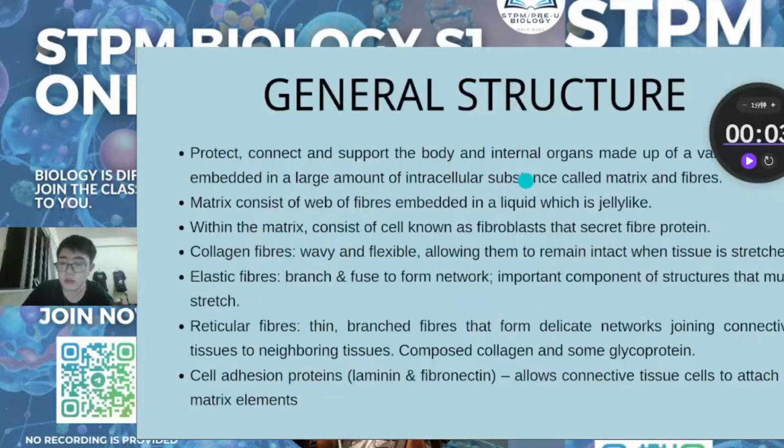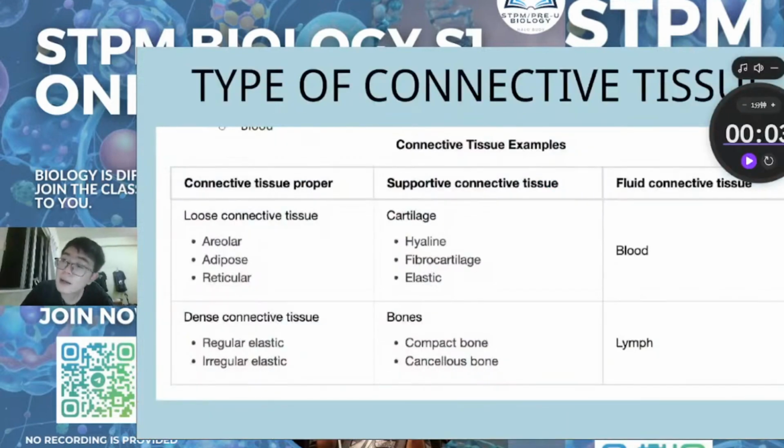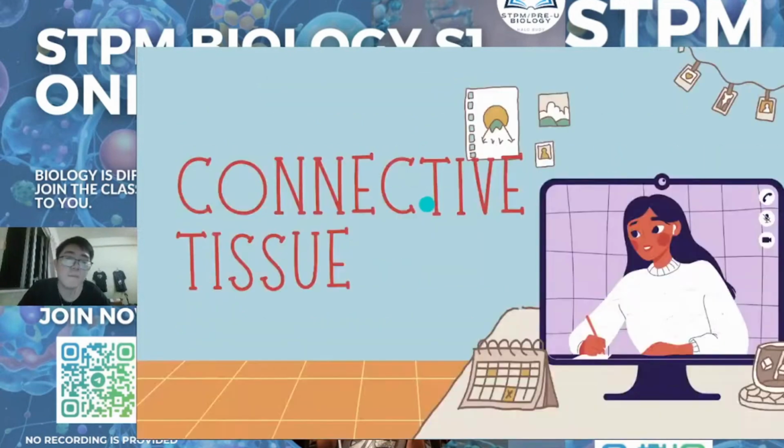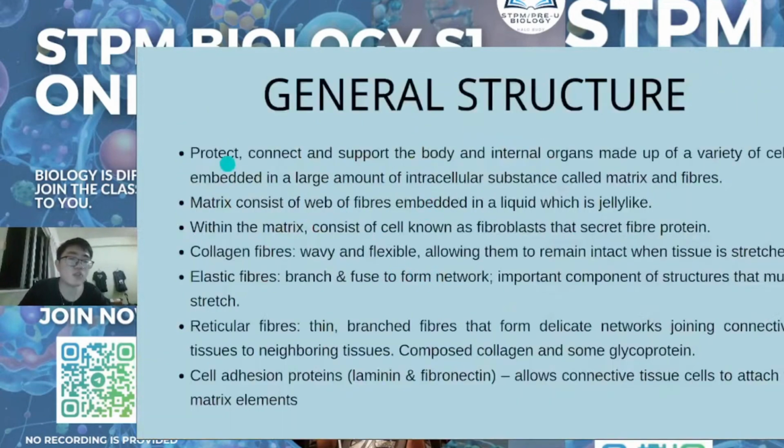This is just the general structure of connective tissue. What are these? Nanti pada aku tahu sini. Okay, yang ni adalah general structure of connective tissue. So normally, if you have an examination and you want to talk about general structure, I just highlight the keyword only lah. So this is just the general function. General function is to protect, connect, and support the body and internal organ.